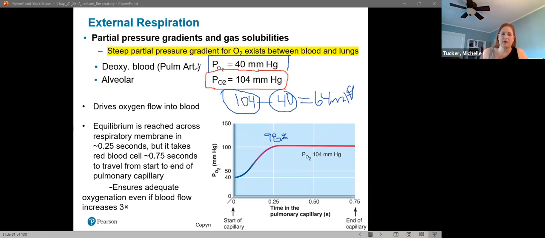So the take home for external respiration with oxygen is that oxygen exchange between the alveolus and the blood is driven by having a very steep partial pressure gradient. Equilibrium is reached very quickly, and so there is a large reserve to ensure adequate oxygenation even if blood flow increases 3 times.